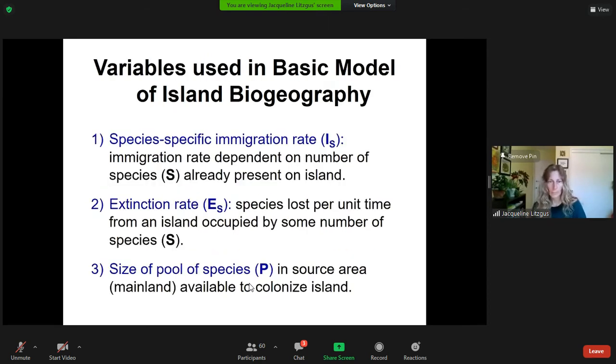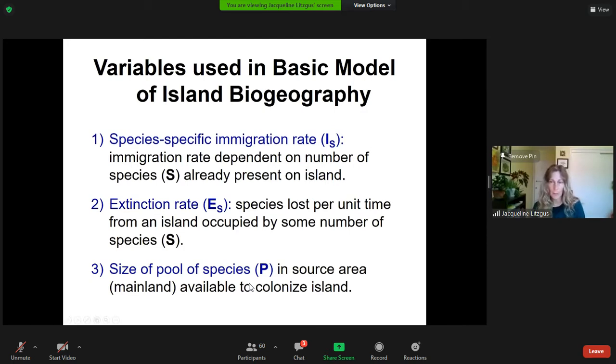Okay. So the basic model, then, these are the variables in the model. The first one here, IS, is the species-specific immigration rate. So there's some accounting for that here. The species-specific immigration rate is the immigration rate dependent on the number of species already present on the island. So it's the rate at which new species, those that are not already present on the island, can immigrate. That's important about the theory. It's just the new species, the ones that aren't already there. So it's the number of species immigrating per unit time onto an island that's already occupied by some number of species already there.